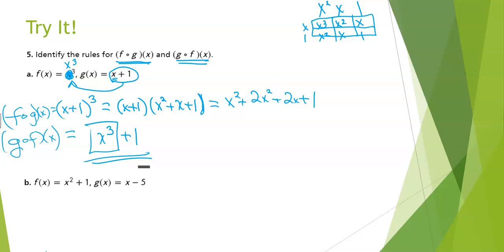This other one is just a little extra. I think I'm going to go on. If you do want to try it, I'll write the answers here. f of g is x squared minus 10x plus 26, and g of f is x squared minus 4.